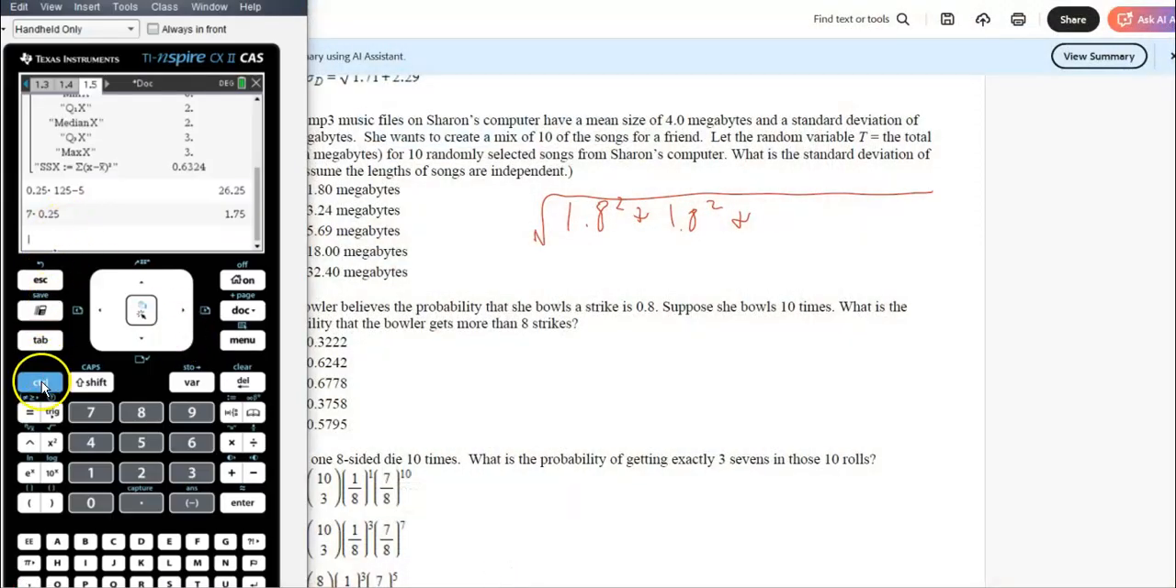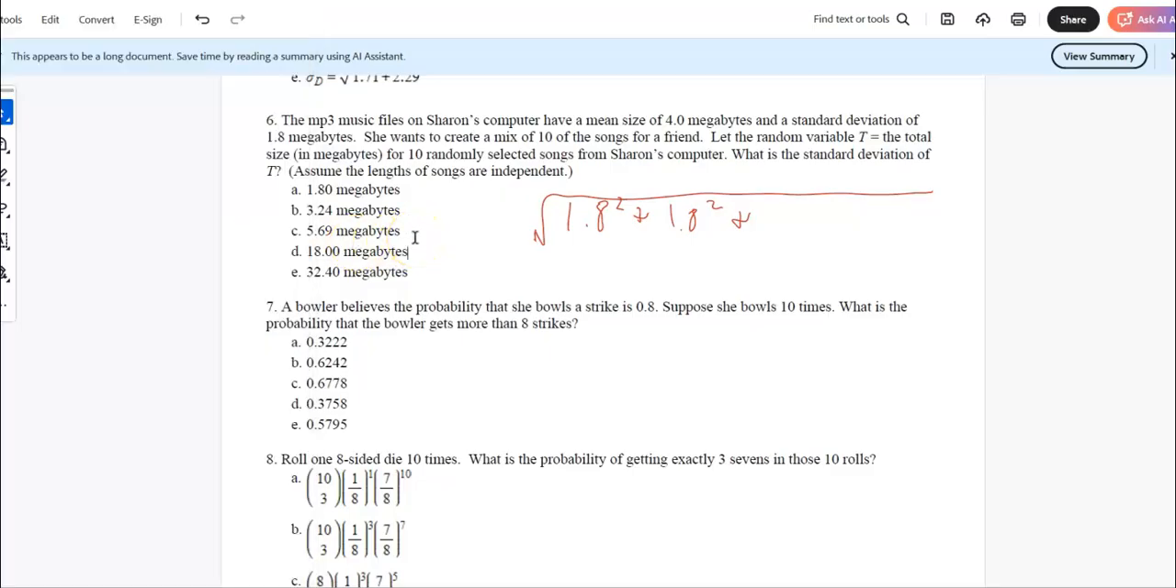So square root. Okay, so I think if I do it this way, let's see. So if I do 10 times 1.8 squared, I think that's the same thing as 1.8 squared plus 1.8 squared plus 1.8 squared. So 5.691, so there it is.